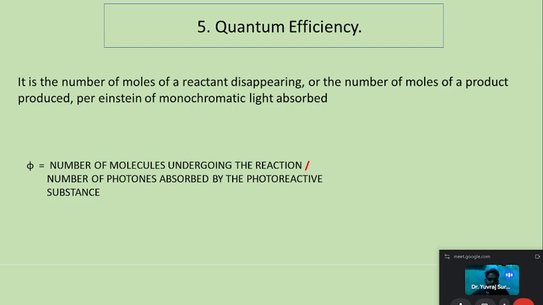And the fifth one is nothing but the quantum efficiency. The quantum efficiency is the number of moles of a reactant disappearing, or the number of moles of a product produced, per Einstein of monochromatic light absorbed.